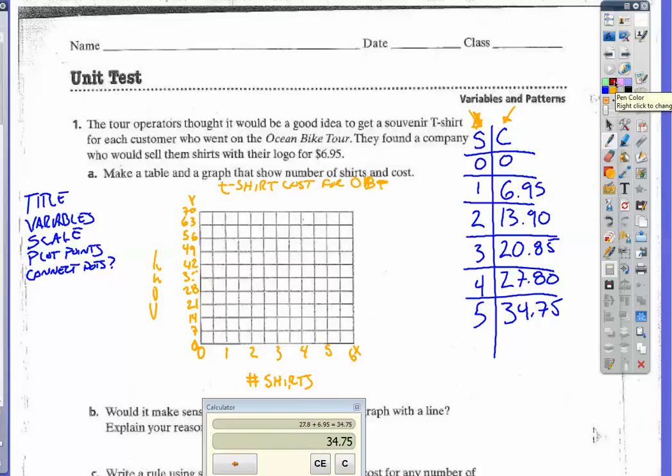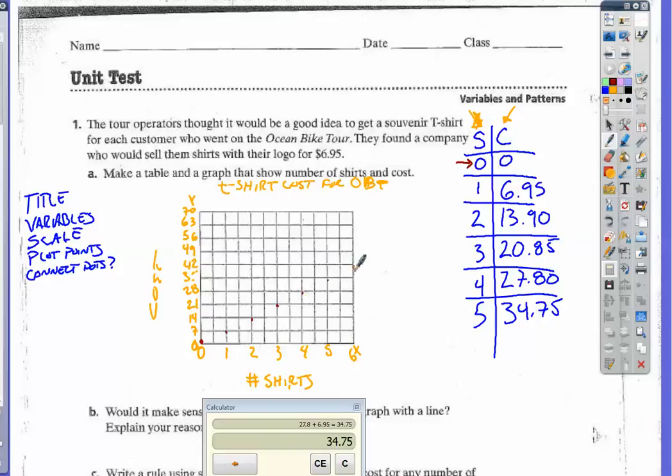to plot the points. So our first point is 0, 0, and yes, you have to plot 0, 0. It is part of the data. Then $1 and one shirt for just under $7. Well, if each line is $1, it's going to be almost on that line. It's going to be hard to tell the difference between $7 and $6.95. Same is going to be true here. For 3 shirts, it's just under $21. For 4 shirts, it's going to be just under $28.